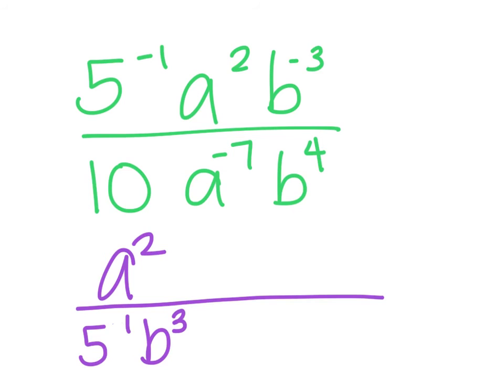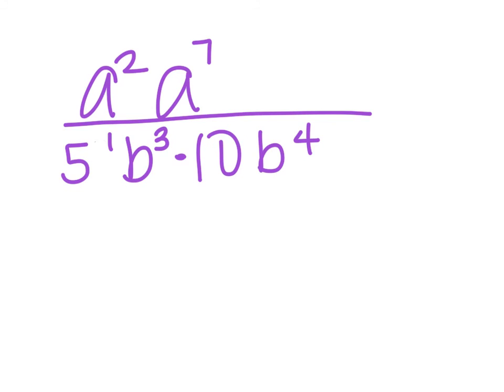And then starting with my denominator, I have this 10. This 10 has an exponent of positive 1, so it's going to stay on the bottom and put a times sign there. This a to the negative 7th is unhappy, so I need to move it to the top. So it's going to be a to the positive 7th. And then my b to the fourth, it's happy because it's positive, so I want to leave it in the bottom.